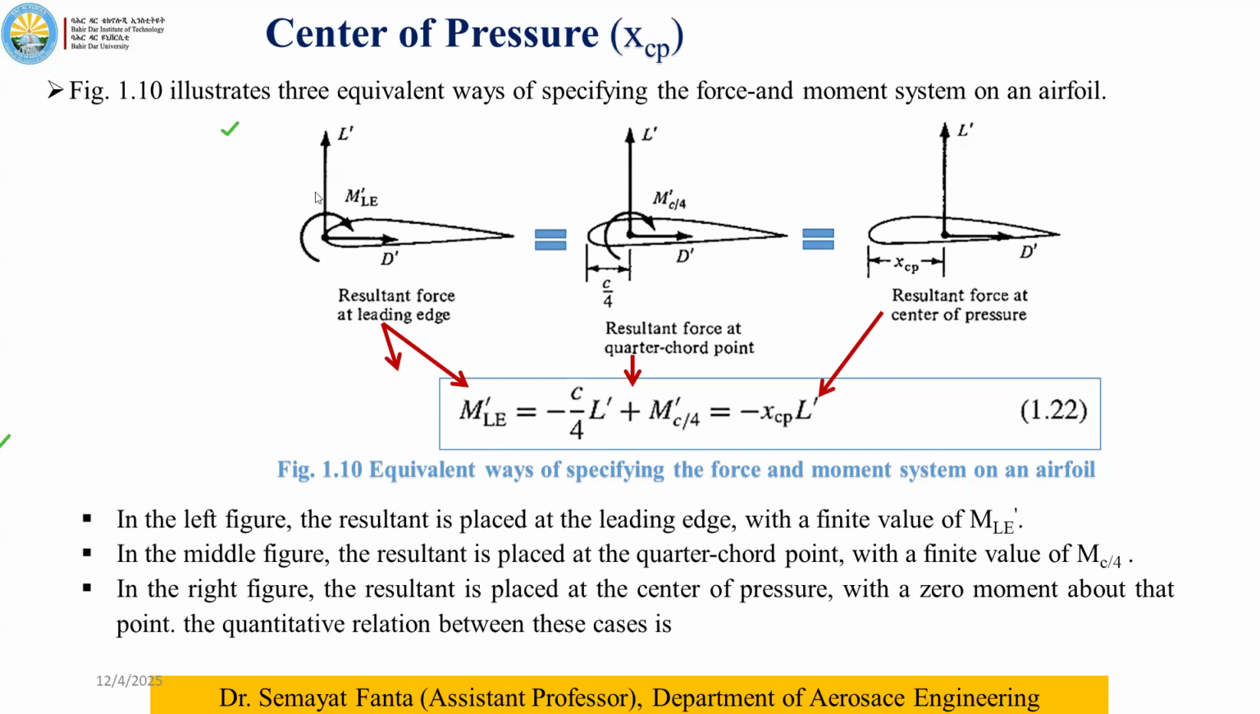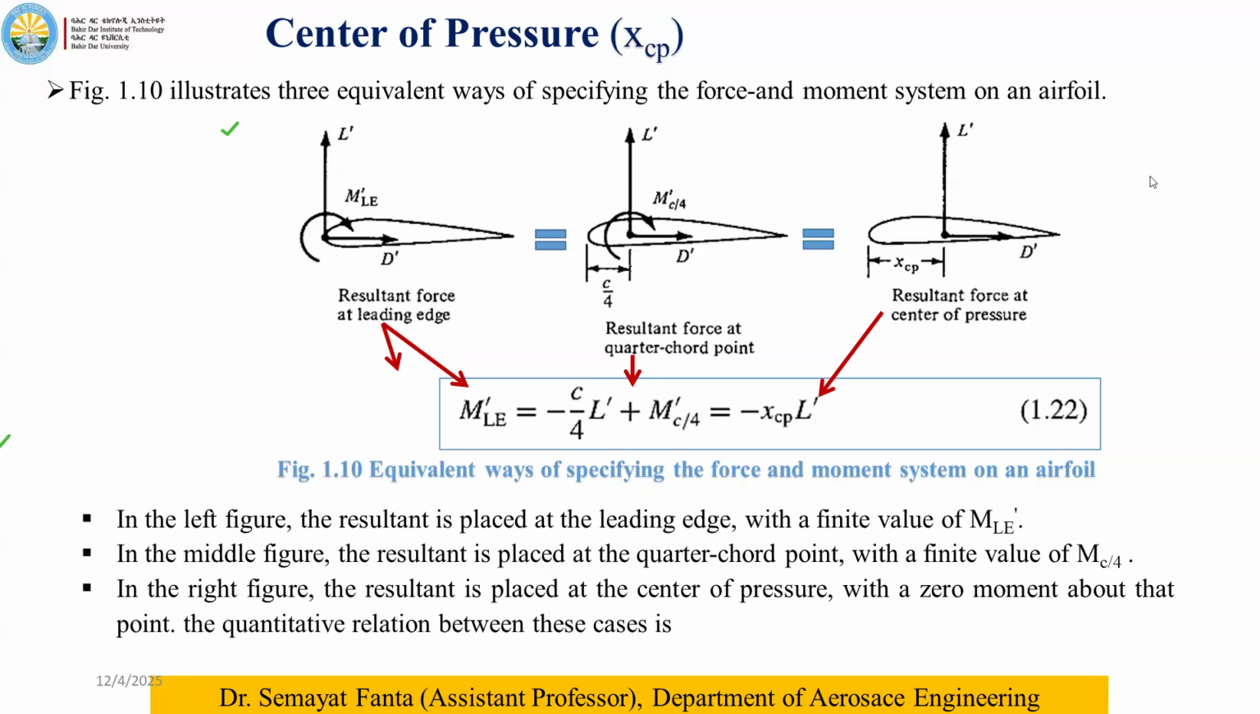Here, the lift and the moment are at the leading edge. Here, the lift as well as the moment are at the quarter chord point. So the moment about the leading edge is equal to minus C over 4 times L. C over 4 is the distance, and L is force, so distance times force. This lift force produces a negative moment because it creates a pitch down moment to the nose. And the moment about the quarter chord here is positive, right?